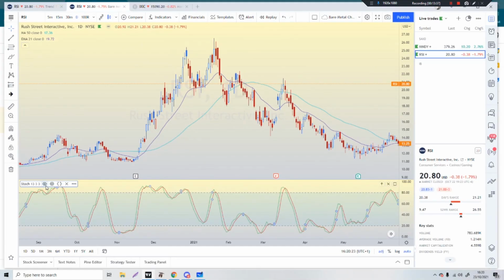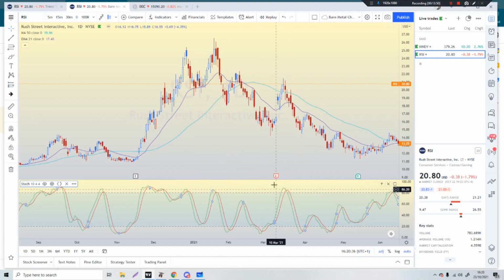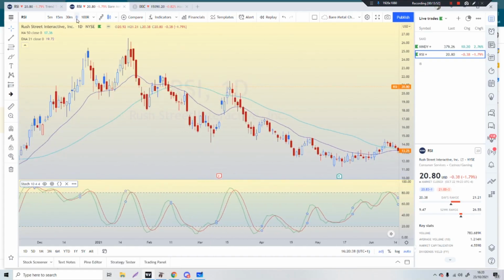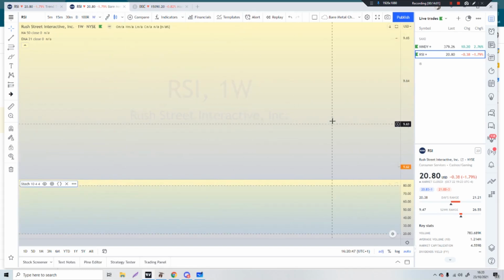I'll go back to 10, 4, 4. Now this works across all time frames, so it doesn't have to be daily. In fact, I prefer to use it on an intraday chart, but it works fine on a daily chart, or if you wanted to look at it on a weekly chart. I don't know what's happened there.